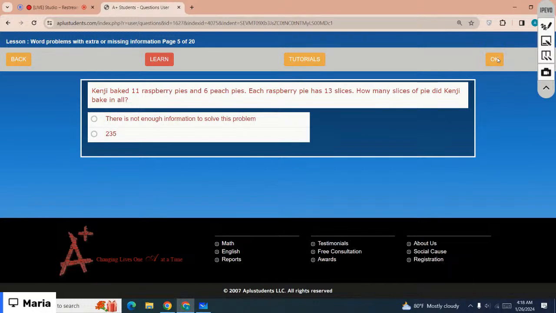The next one is: Kenji baked 11 raspberry pies and 6 peach pies. Each raspberry has 13 slices. How many slices of pie did Kenji bake in all? So, which is the correct option?